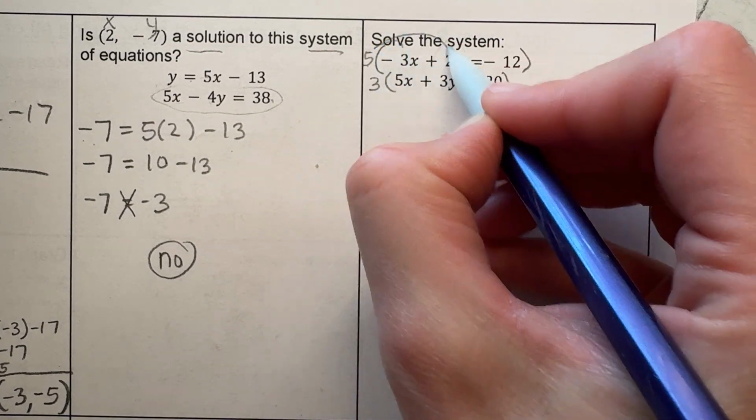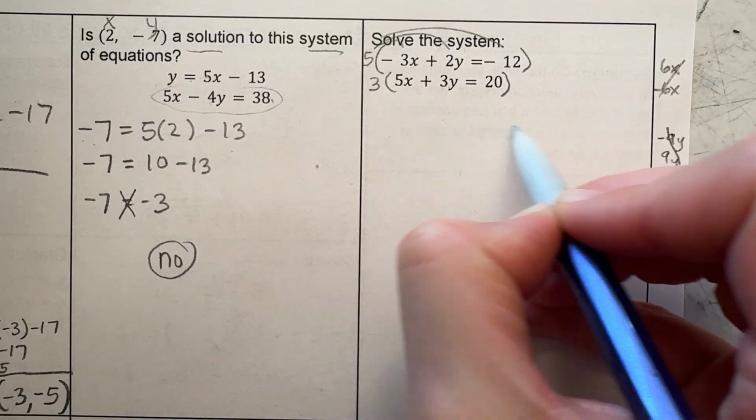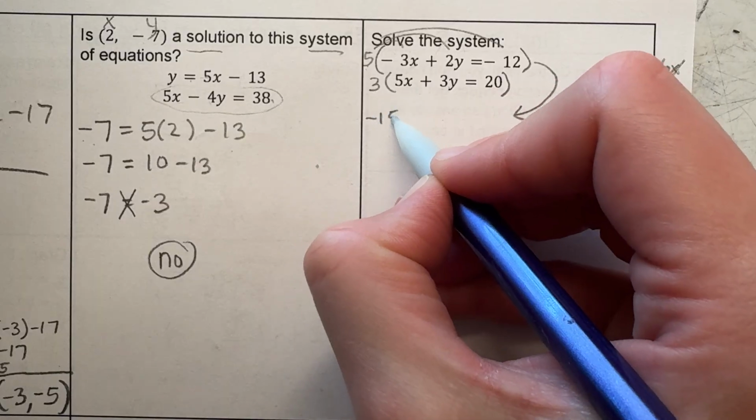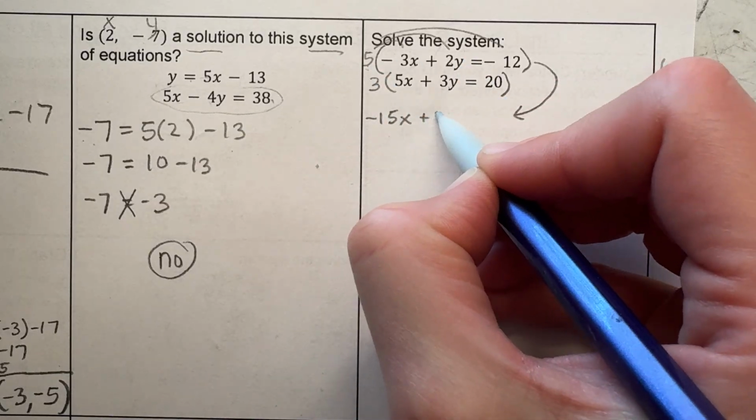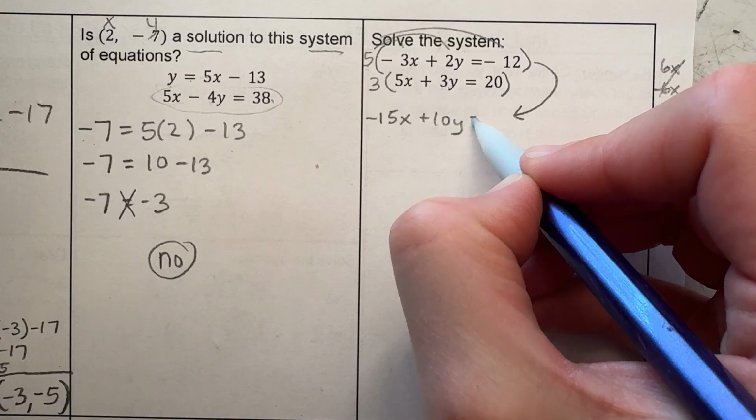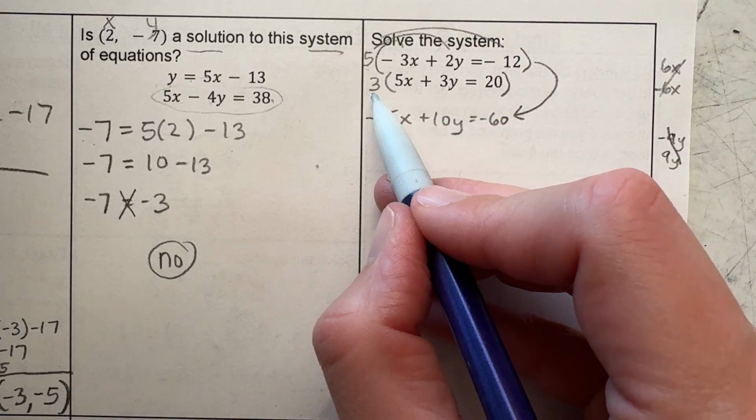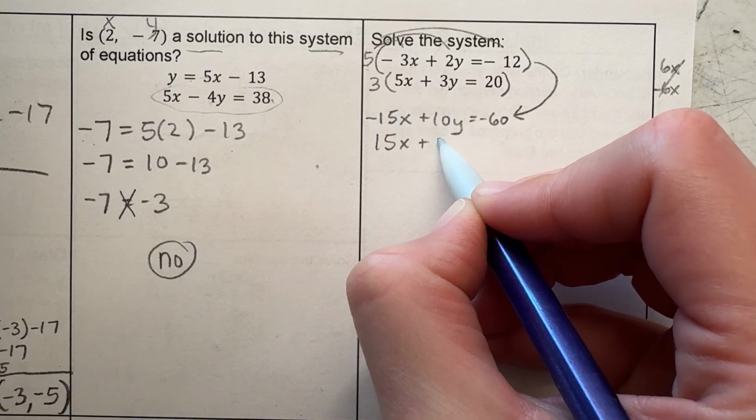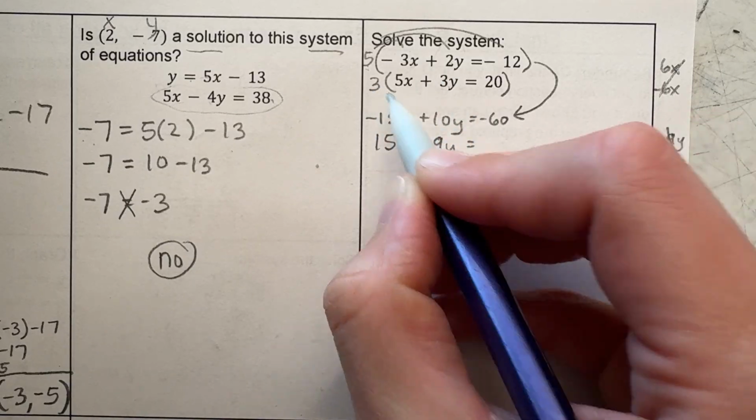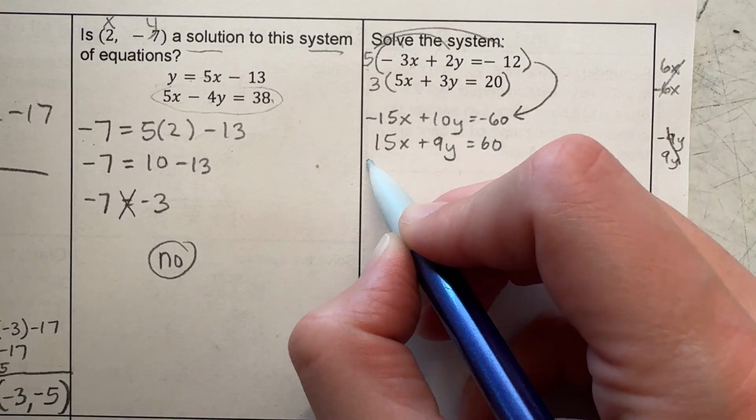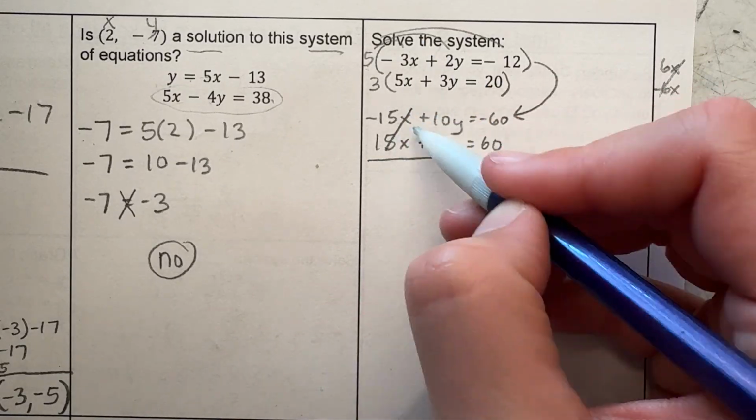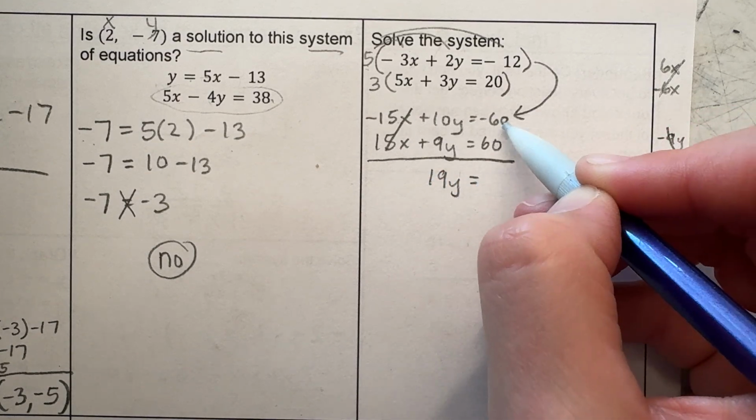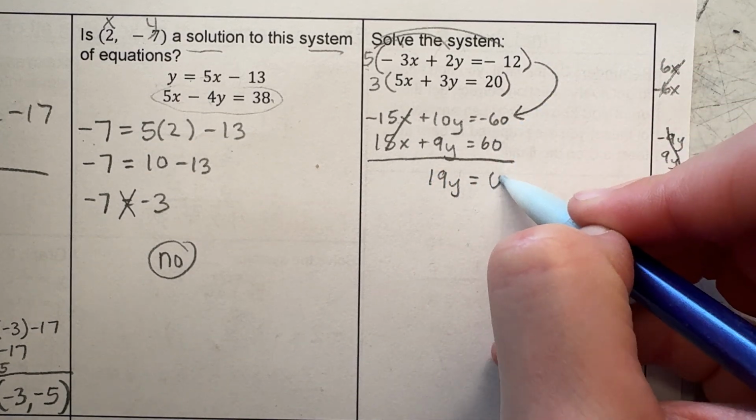So I'm going to multiply, and I'm just going to write what I get right underneath here. 5 times negative 3 is negative 15x. 5 times 2 is 10y. And 5 times negative 12 is negative 60. Now here, 3 times 5x, that's 15x. 3 times 3y, that's 9y. And 3 times 20 is 60. So when I add, this eliminates, which is perfect. That's exactly what I want. 10y plus 9y is 19y. And negative 60 plus 60, it just so happens this equals 0 as well.